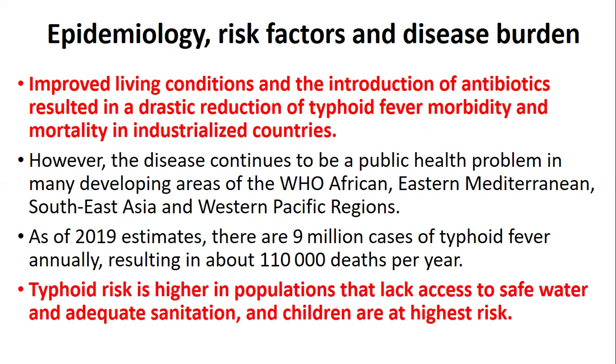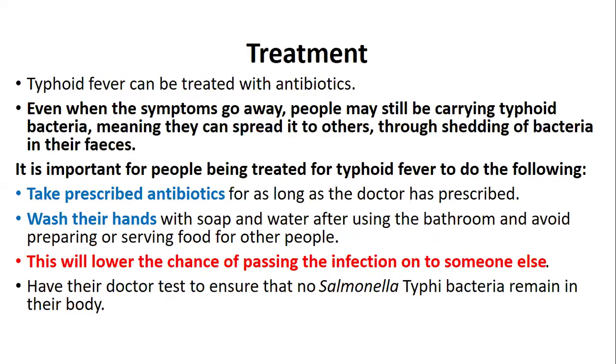Typhoid risk is higher in populations that lack access to safe drinking water and adequate sanitation, and children are at higher risk of getting this infection. Treatment: it can be treated with antibiotics, and even when symptoms go away, people may still carry typhoid bacteria, meaning they can still spread it to others by shedding bacteria in feces.